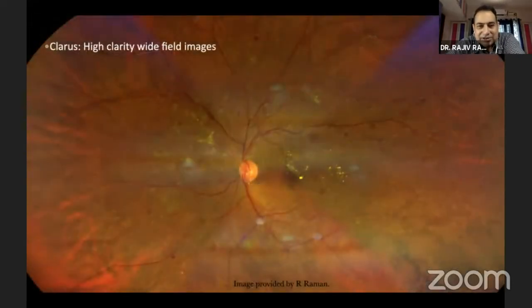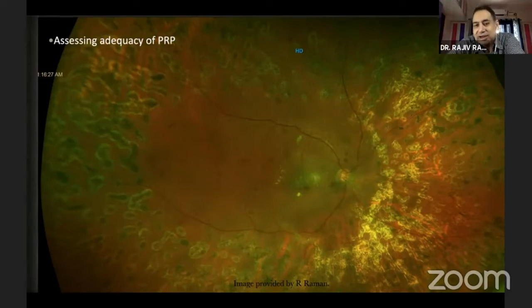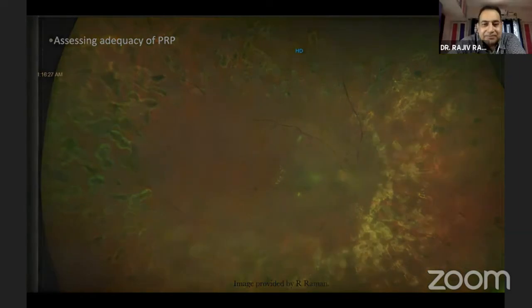Clarus, no commercial interest, but this is a wide field, very high resolution image where you can even make out these subtle NVs. Sometimes you may not need to do a fundus fluorescein angiogram just to diagnose these NVEs. Sometimes you also get a wide field photography done to know the adequacy of panretinal photocoagulation, whether there are any skip areas you would like to treat if the new vessels are not regressing.